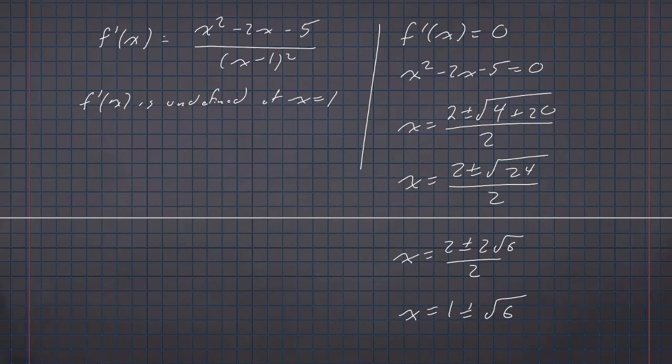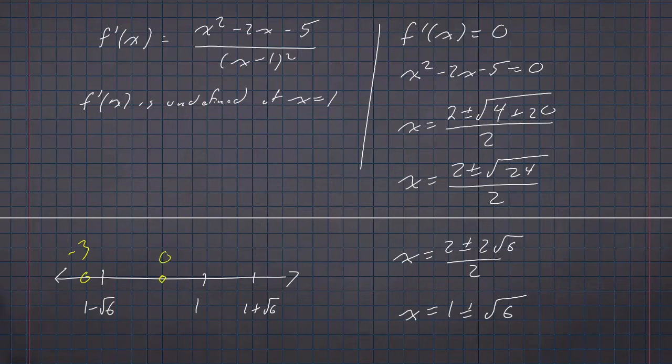All right, so I'm going to sketch out a number line. I'm going to plot 1 minus the square root of 6. I'm going to plot the place where I'm undefined, positive 1, and I'm going to plot 1 plus the square root of 6 as well. But what I really need to do is find some points around those points. Right? 1 minus square root of 6 is somewhere between negative 2 and negative 3, which means that negative 3 is definitely over here to the left. And 0 is somewhere between 1 minus root 6 and 1.